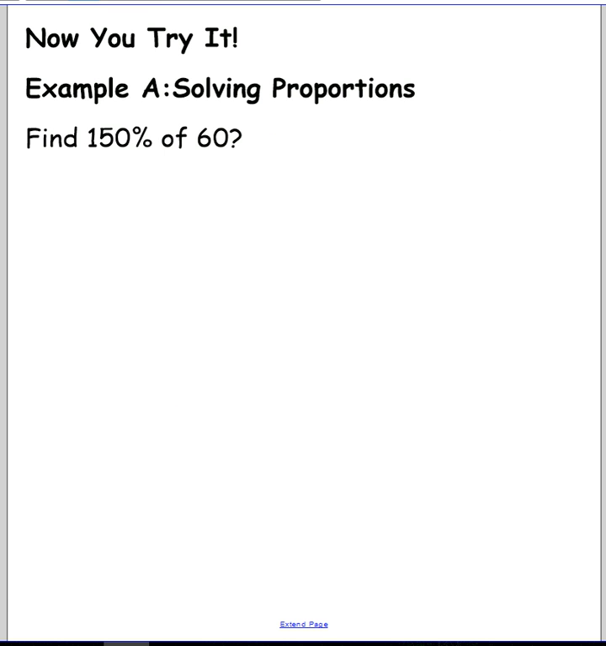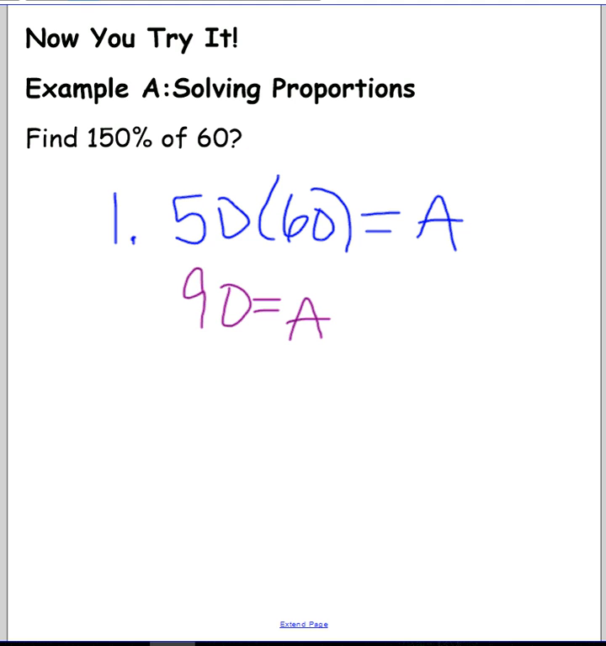This is asking the same type of question, just with different numbers. So go ahead and pause the video and solve this one for yourself. Did you notice your A value of 90 is larger than your B value of 60 because we had over 100%?